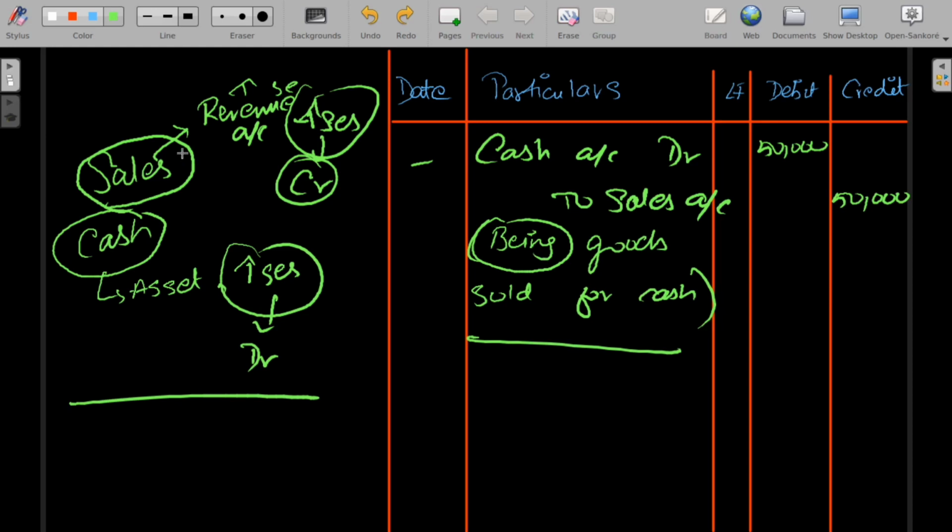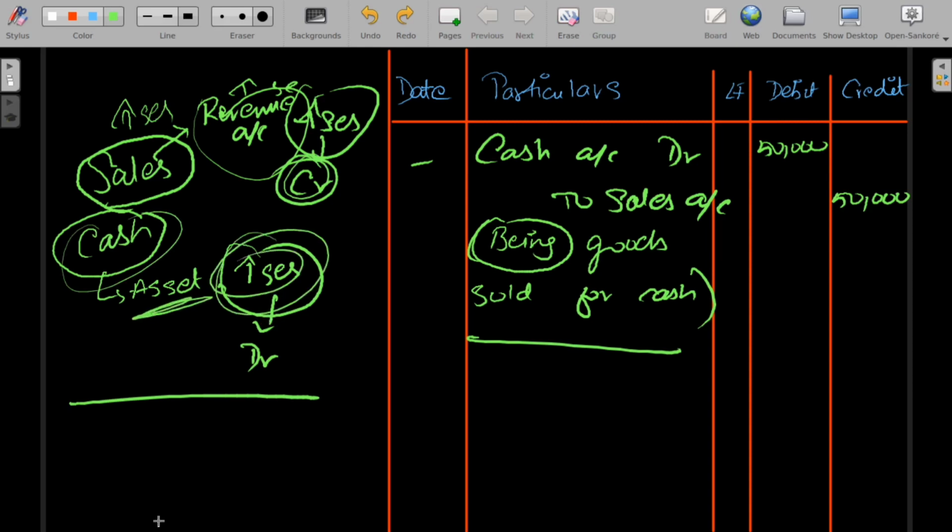So here sales is a revenue account and your sales increase, so you credit it. And your cash is the asset account and it increases as cash comes into the business, so you debit it.